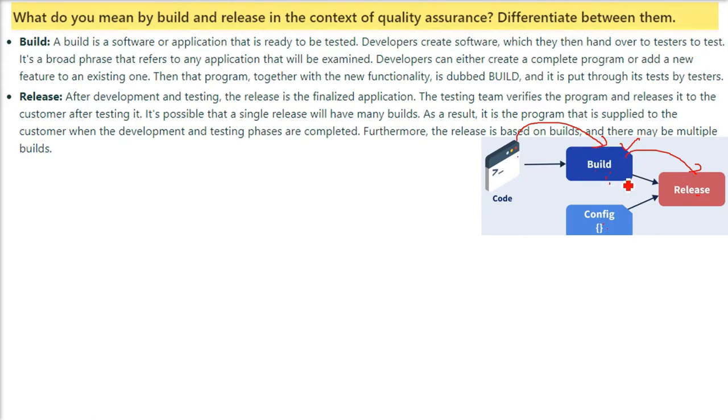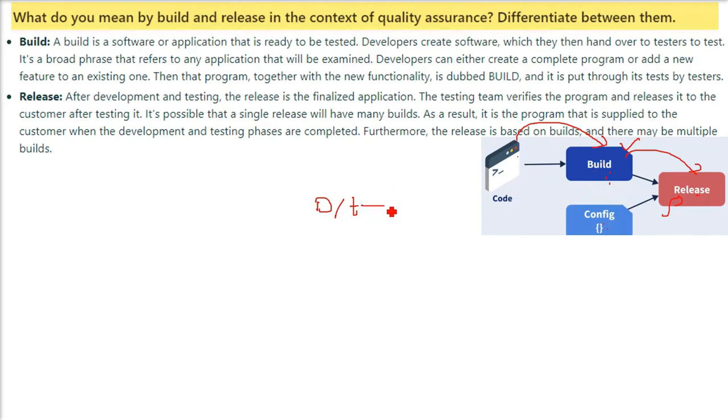Builds can be multiple. So a build is a software or an application that is ready to be tested. Developers create software, that is, they make the build and they hand it over to the tester to be tested. So this is a broad phrase that refers to any application that will be examined. The developers can either create a complete program or they can just add a new feature to an existing one and they can make a build. Then that program together with the new functionality is called a build and it is put through its test by testers.